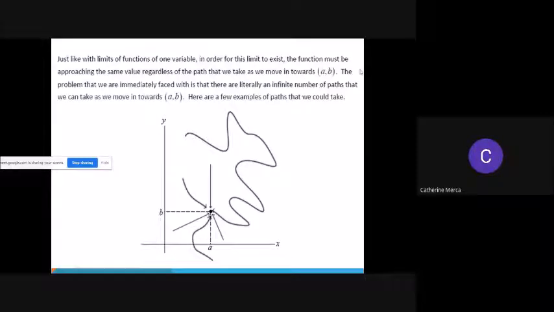The problem that we are immediately faced with is that there are literally an infinite number of paths that we can take as we move towards (a,b). So if this is your (a,b), you have that value, then how many paths can you take here? This is one way of approaching this value. This one is another way. This one is another. So how many? 1, 2, 3, 4, 5.